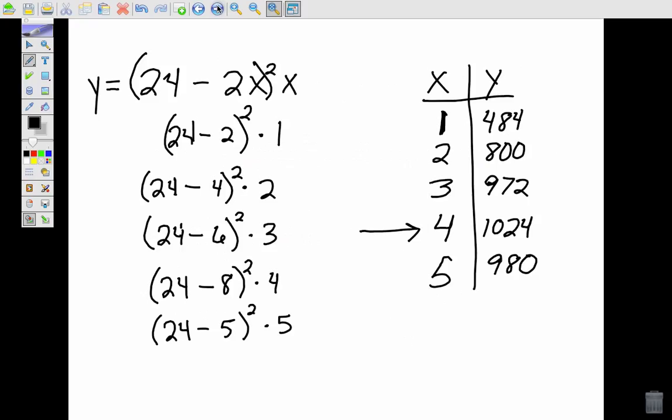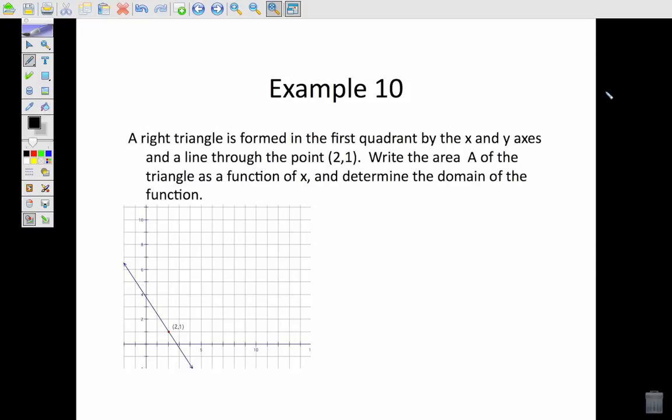All right, let's go ahead and look at the next example. Example 10: a right triangle is formed in the first quadrant by the x and y axes and a line through the point (2, 1). Write the area A of the triangle as a function of x. So here's what we do know. Area is found by taking 1/2 the base times the height. Well, what's the length of my base?